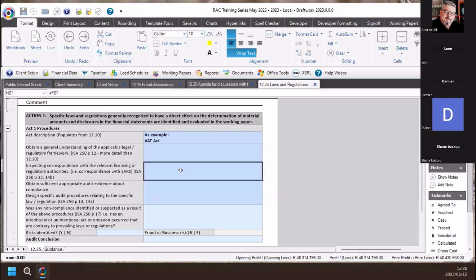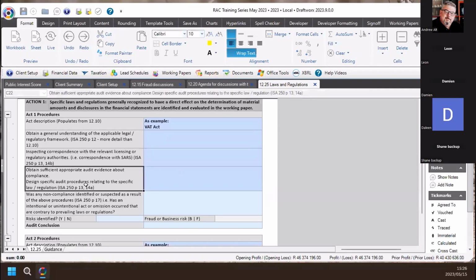Then it says inspect correspondence with the relevant licensing or regulatory authorities. So go and have a look at the VAT recon, any letters from SARS. Go and search their SARS e-filing profile for any letters or demands or whatever. Then it says obtain sufficient and appropriate audit evidence about compliance.